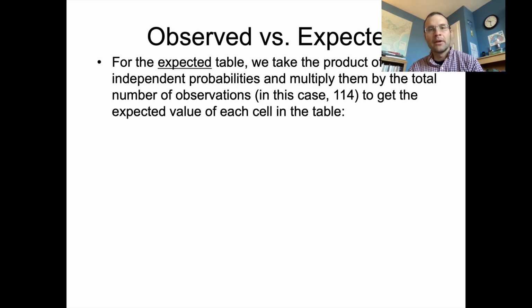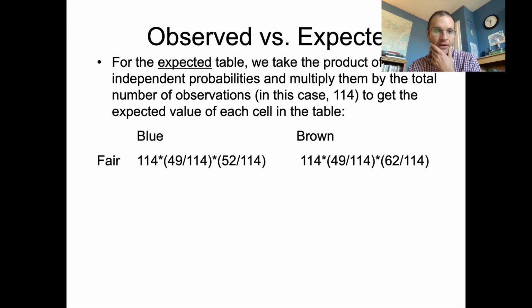So for the expected table, we take the product of the independent probabilities and multiply them by the total number of observations, in this case 114, to get the expected value of each cell in the table. We were kind of doing this at the tail end of the previous lecture on conditional probability too, except for a different set of data. But I'll show you again how it works. So we have 114 people in this table altogether. The probability of having fair hair based on those observations is 49 out of 114. And then the probability of having blue eyes is 52 out of 114. So you just take this number times that probability, and you will get some total number representing the expected number of people with blue eyes and fair hair.